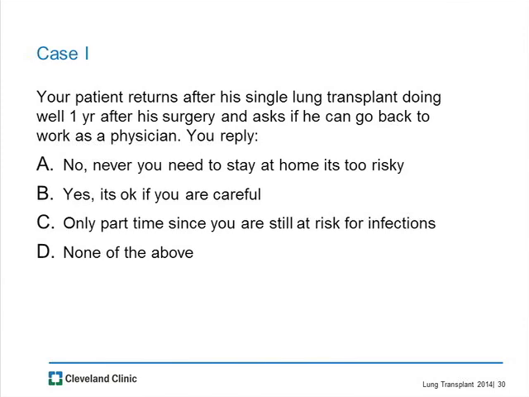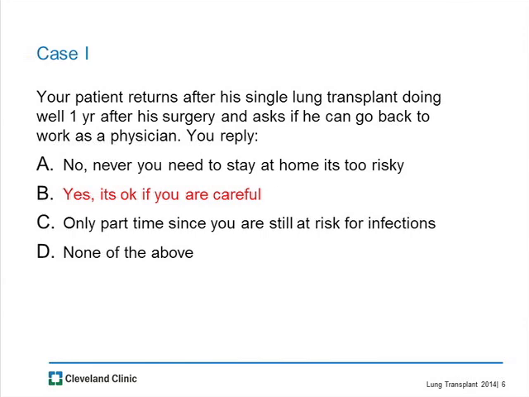Let's go back to our case. Our patient returns after a single lung transplant, and he's actually doing extremely well 1 year after his surgery. And he asks you if he can go back to work. As a physician, you reply, A, no, never. You need to stay at home. It's just too risky. B, yes, it's okay. C, only part-time since you're still at risk for infections. D, none of the above.